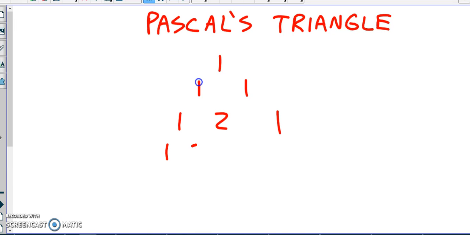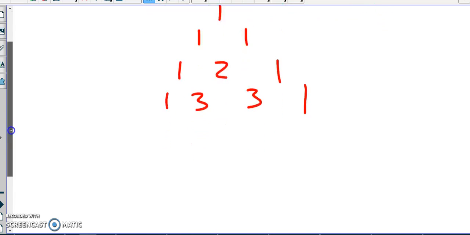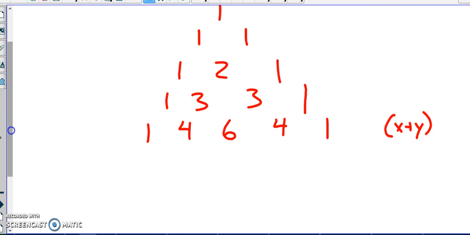So you get Pascal's triangle by adding together the numbers above. So each row starts off with a 1. And then here I take 1 plus 3, that makes 4. 3 plus 3 makes 6. 3 plus 1 is 4, and then a 1. So if you notice, those are actually the binomial coefficients that go with x plus y to the 4th power.